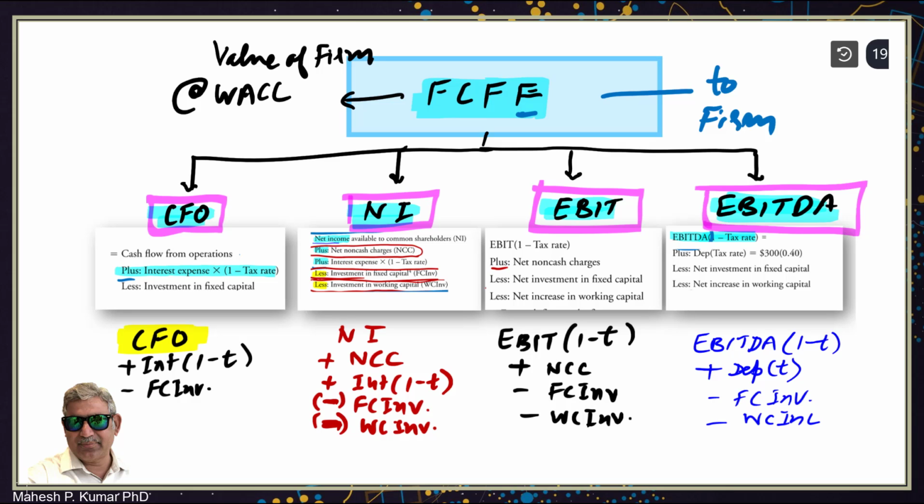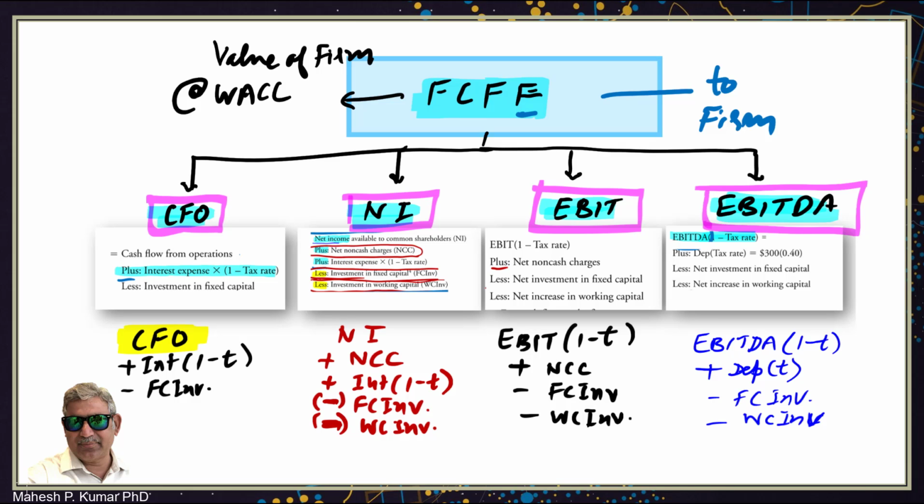And when we say working capital investments, we just mean that there is an increase in working capital, and if in any situation there is a decrease in working capital, that would be a plus number, but normally it is not so. So we have to calculate free cash flow to the firm for all the years, and then we discount it at the weighted average cost of capital to compute the value of the firm.